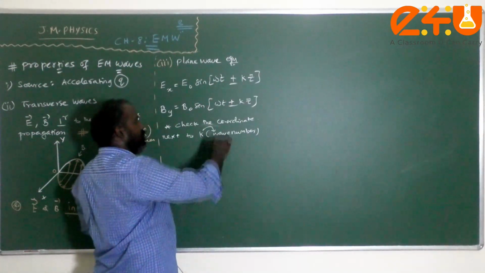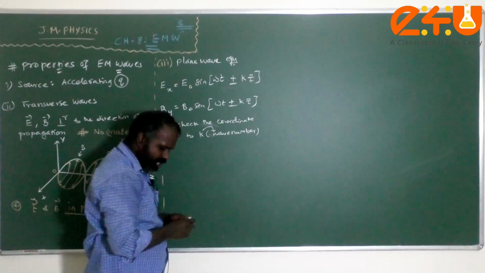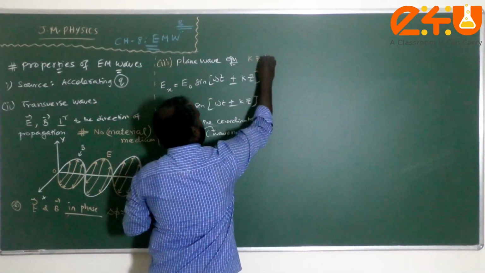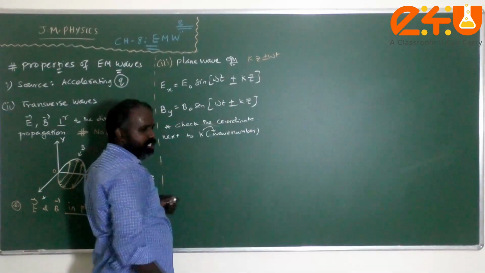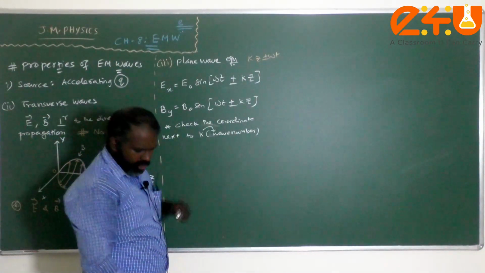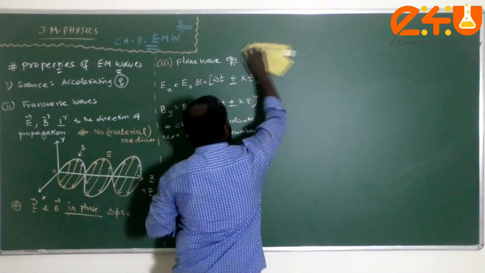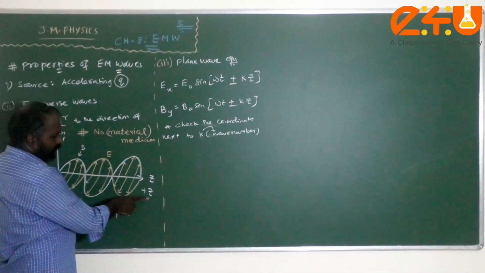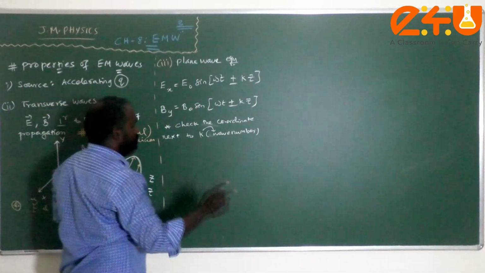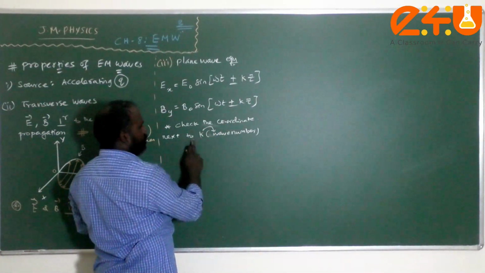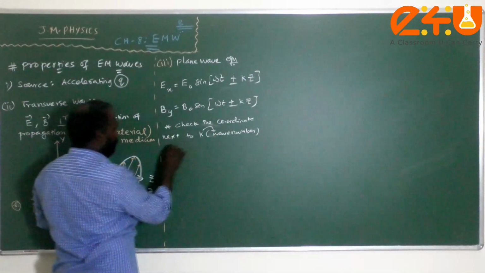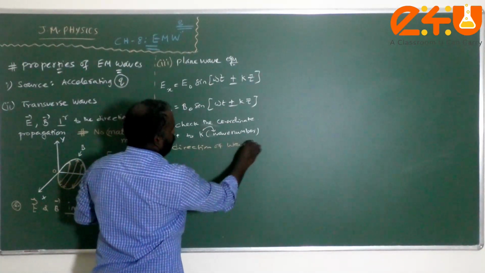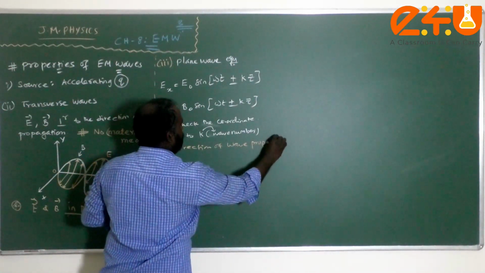Try to understand, children, this plus or minus can be written like this also. Suppose I write the same thing as kz plus or minus omega t. Both results are the same and give the same information, so we need not worry about that. For understanding purposes I have given plus or minus, but as per this diagram our wave is going along the plus z direction. The first point is to check the coordinate next to the k, which gives the direction of wave propagation.